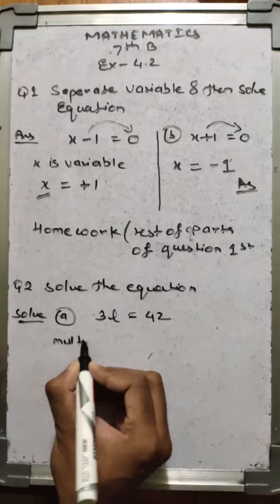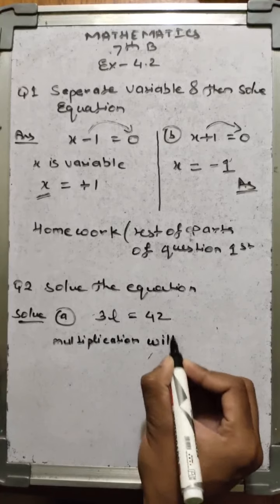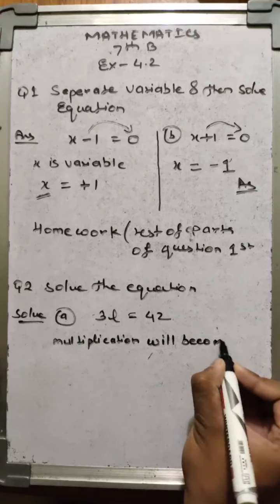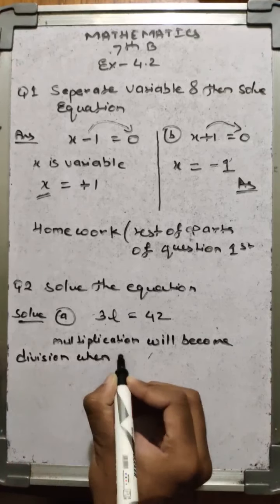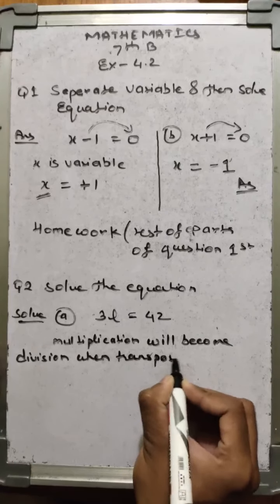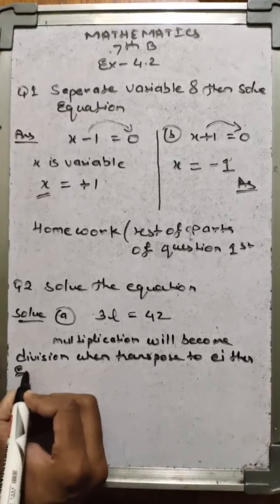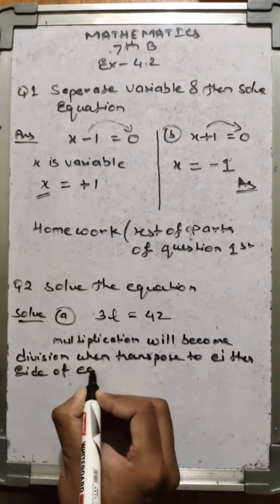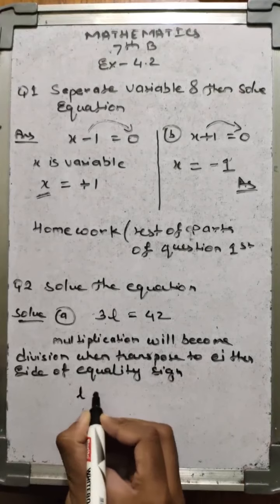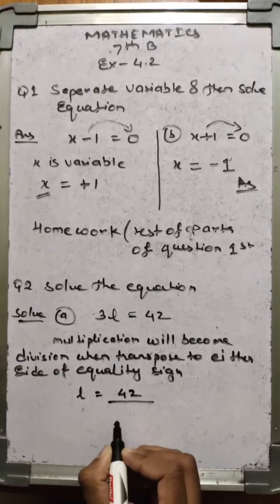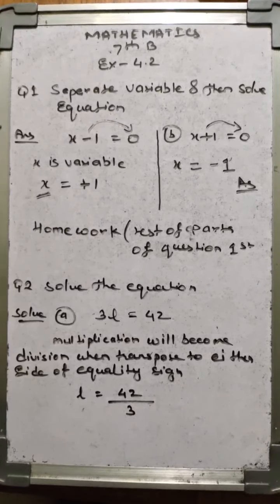Multiplication will become division when transposed to either side of the equality sign. Write it down. So this L will become 42 divided by the constant 3.